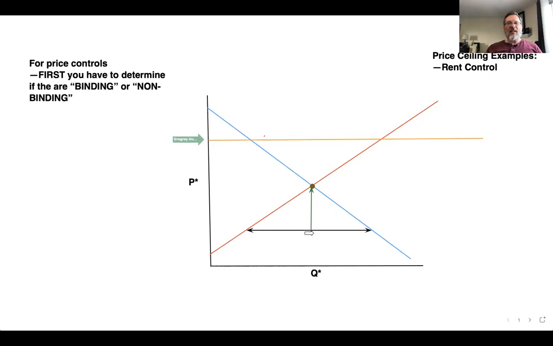There's another type of price regulation, which is the price floor. When you think of price ceilings, think of rent control. Does everybody know what rent control is? Does anybody have any questions about that?